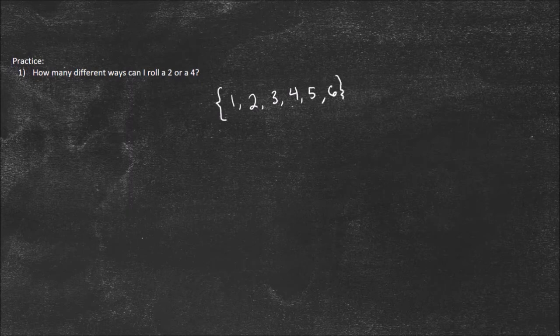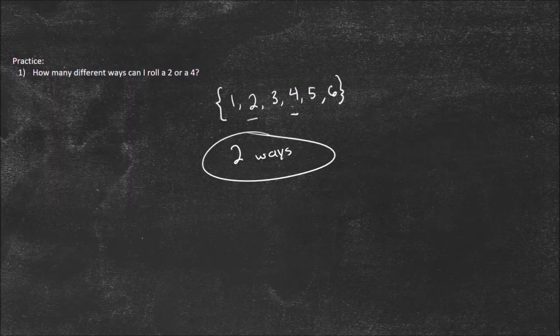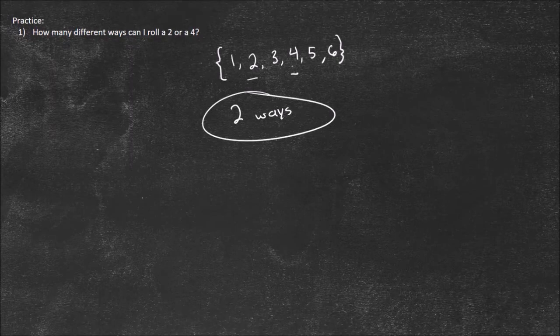How many different ways can I roll a 2 or a 4? Well, this is just a roll of a dice. So let's think, do we need to use the product principle or the sum principle? I'm going to think about my dice roll. I have 1, 2, 3, 4, 5, and 6, and I want to know how many different ways can I roll a 2 or a 4. Well, 1 and 2. There's 2 ways, and that's just the sum principle, because all I'm doing is adding up the 1 way to roll a 2 and then the 1 way to roll a 4, and that's it. There's 2 ways I can do it.